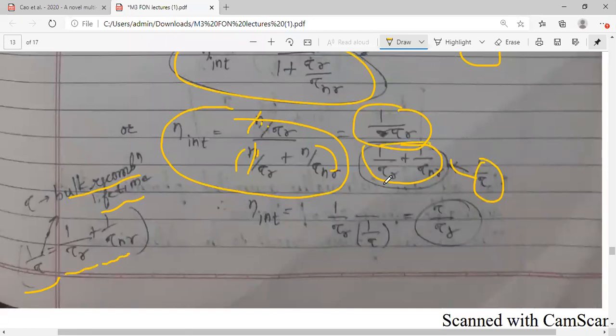So what I will do, I will substitute this as 1 by tau. See, 1 by tau r is in the numerator, because in place of the denominator, I'm putting 1 by tau. So just readjustment, tau by tau r. So this is your internal quantum efficiency, tau by tau r.